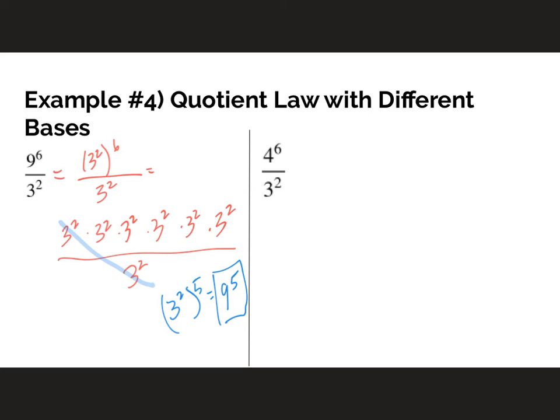So because I knew that there was a relationship between this base 3 and 9, because I knew that I could rewrite 9 as 3 squared, I was able to use my quotient law, even though I had different bases in my numerator and denominator. Let's try out this other example that we have on the side, though. Let's see if we can actually use the quotient law.